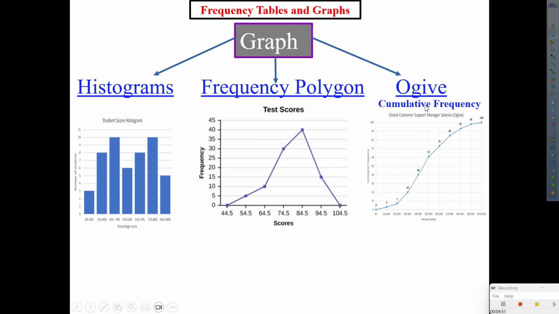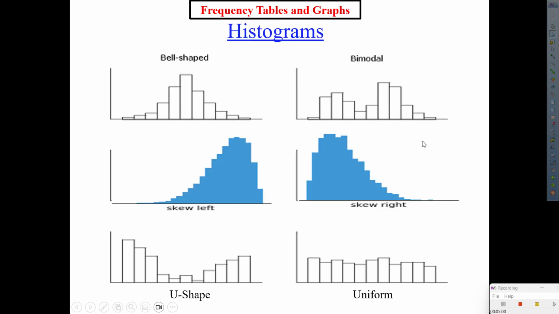Yesterday we did another exercise with ogives. I also mentioned when we covered those first three that histograms can be labeled in different ways like this. We have bell shape. You know what that looks like. Bimodal, where there are two spikes. Skewed left, that means everything's moving to the right, so there's a big gap on the left. Skewed right, everything's on the left, big gap on the right. U-shape, obvious. And uniform, where there's no actual pattern to it. It's all straightforward. All right?